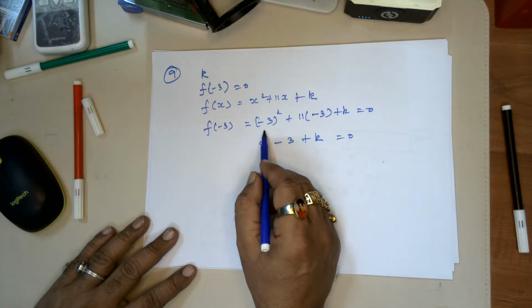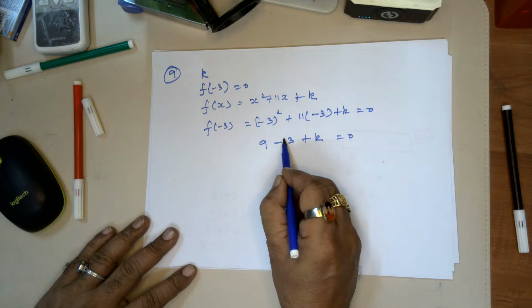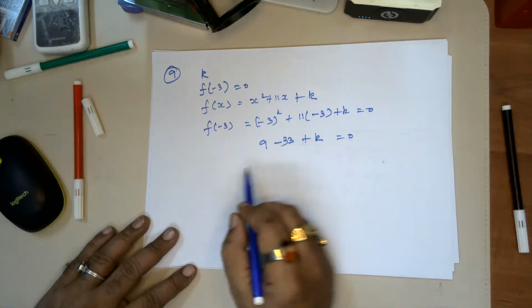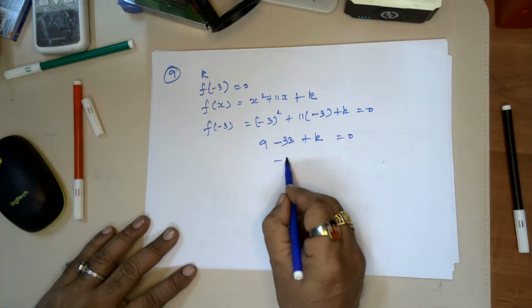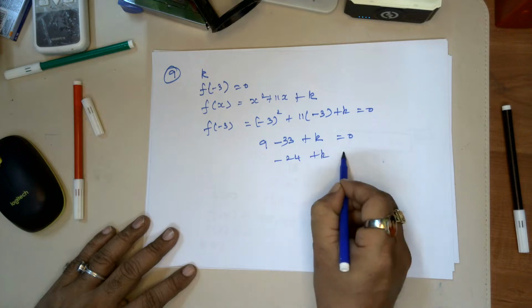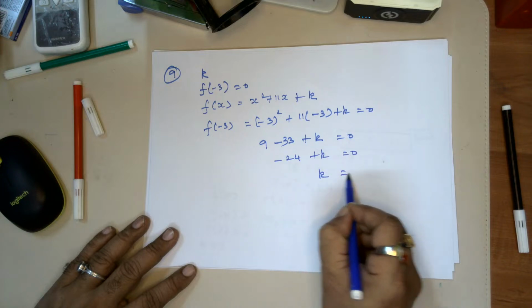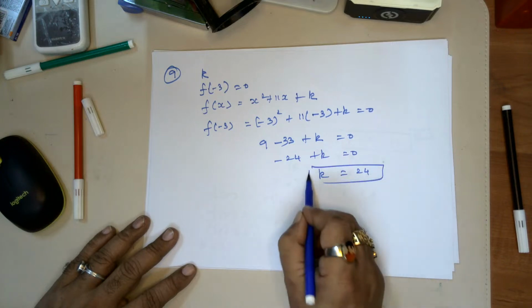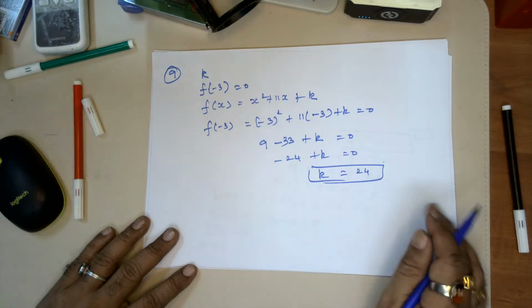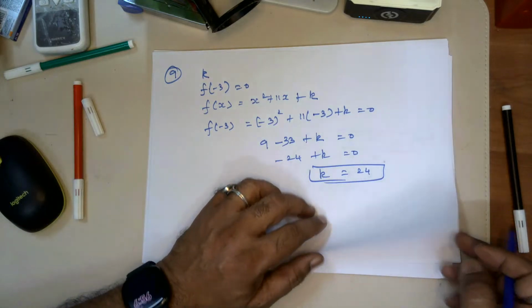So minus 3 squared is 9, and 11 into minus 3 means minus 33, plus k. So 9 minus 33 is minus 24, plus k is equal to 0. So k is equal to 24. Okay. Next sum, the last sum of this session.